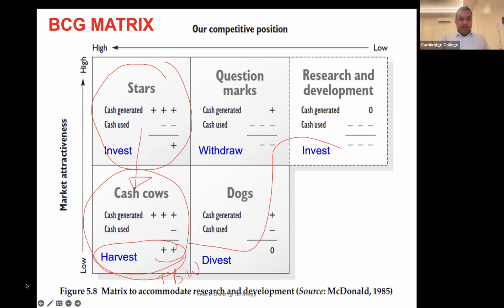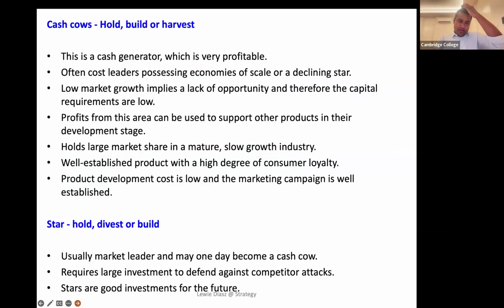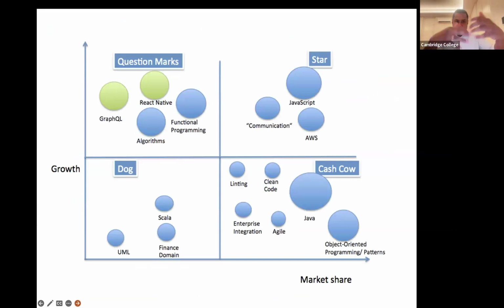Okay? So that's the BCG matrix for you. Here's an example of how it is done by students. I've taken some screenshots here. So you can show it like this.